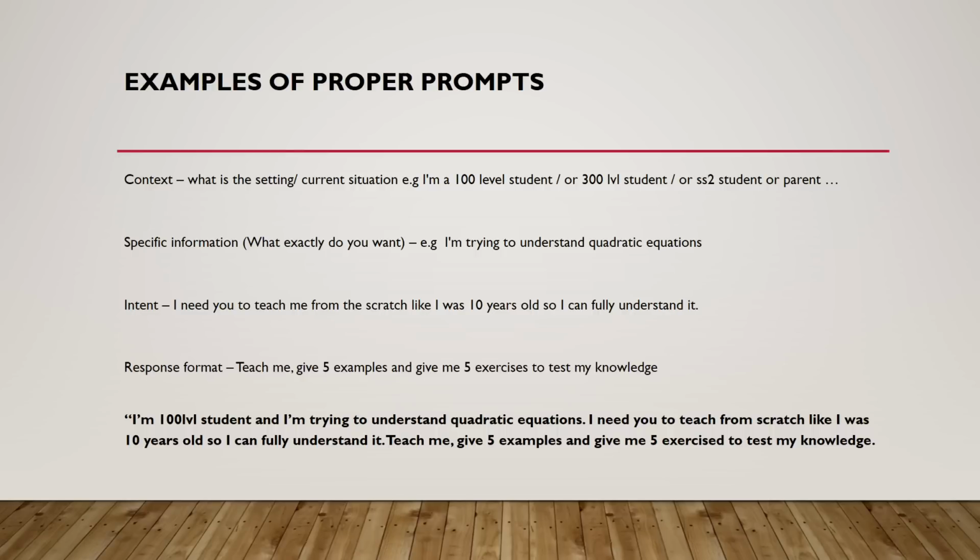The next thing you need to add is your intent. You've given it context so it understands where you're coming from, you're giving specific information concerning what you want, and then your intent is something like this: I need you to teach me from scratch like I was 10 years old so I can fully understand it. What's that? Quadratic equations. And then your response format is how you want it to present the response. An example is this: teach me, give me 5 examples, and give me 5 exercises to test my knowledge.